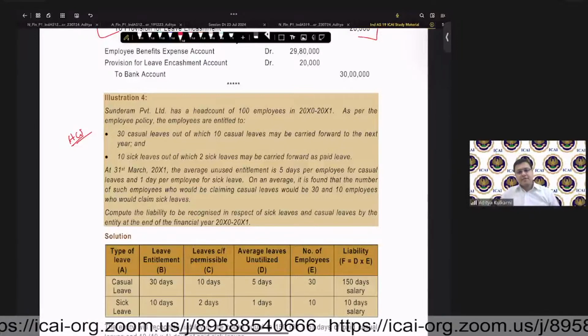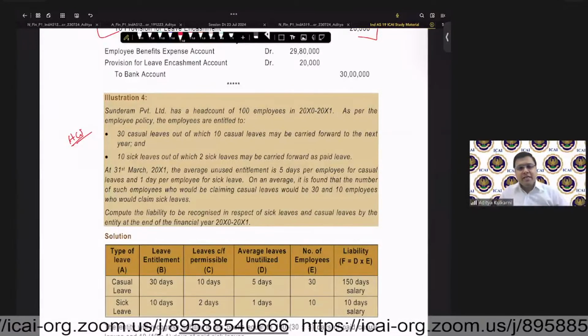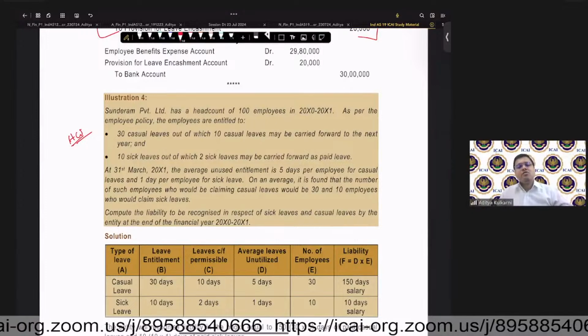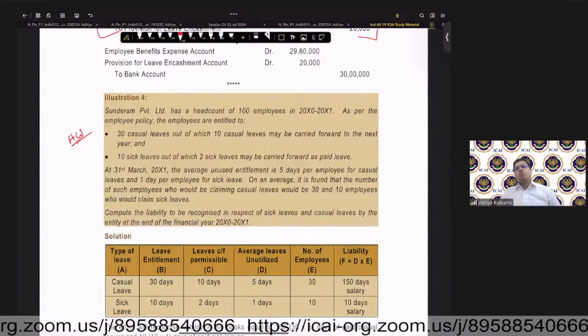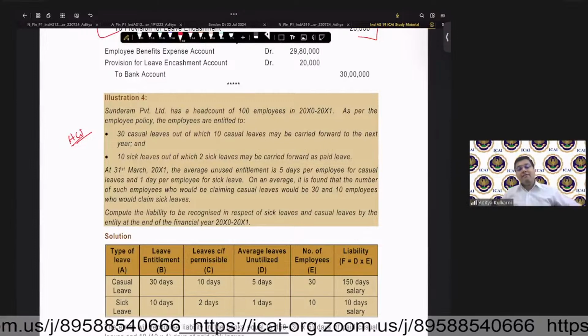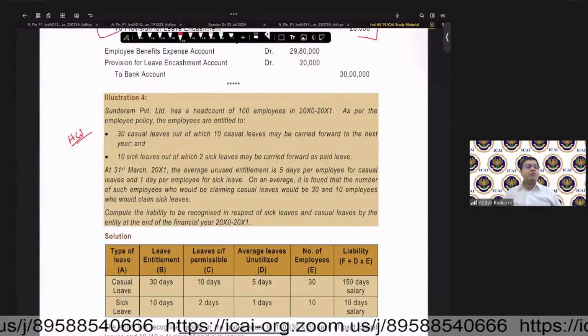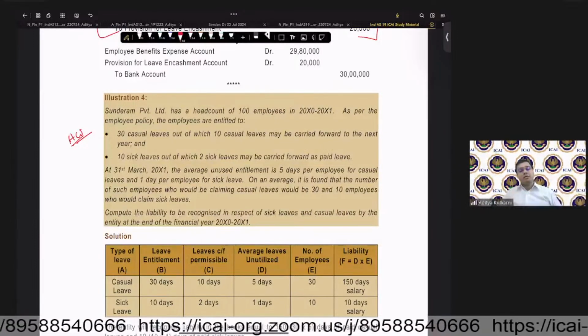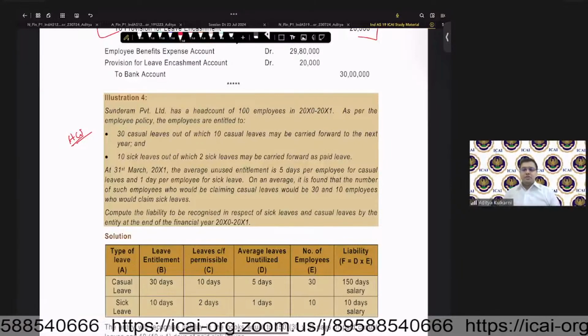Previous patterns, let us forget, let us not even look at that. But what we are going to be concerned with is, let us take the worst case scenario. He will avail all the leaves in the subsequent period. So I will make a provision for the entire amount. Yes, correct.